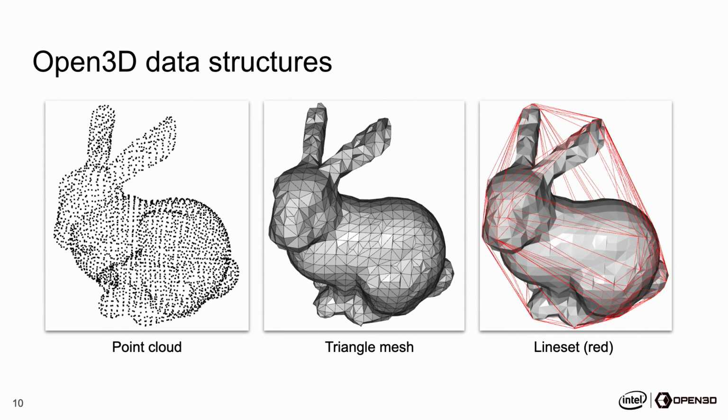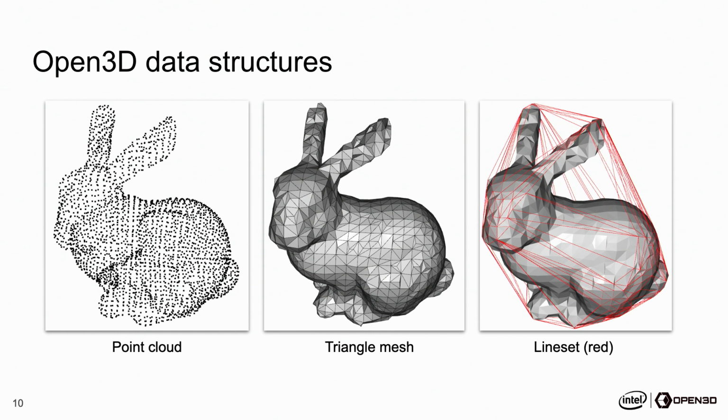For example, in this point cloud, we can say point 0, point 1, point 2 forms a triangle. So a triangle mesh is a point cloud plus the triangle indexes. On the right-hand side here is the line set. It's colored in red. A line set is a collection of edges or lines. What we see in this slide is the convex hull that contains the bunny mesh.